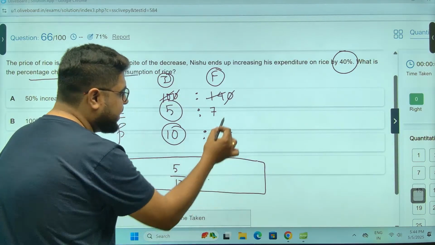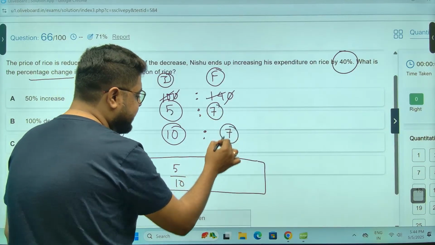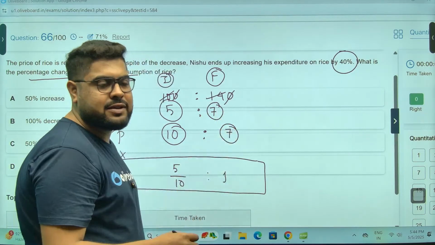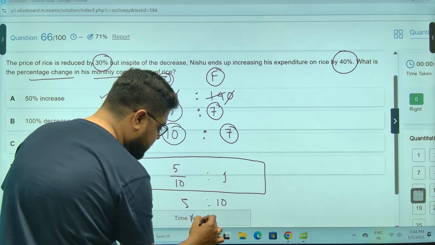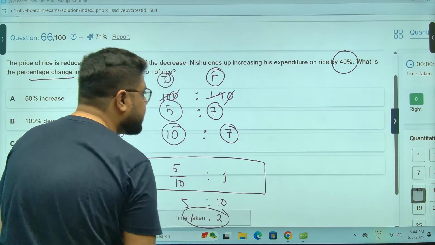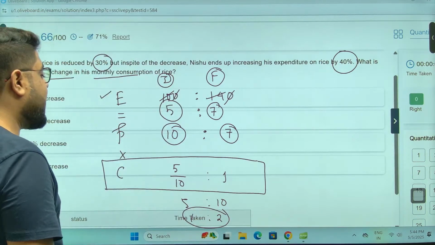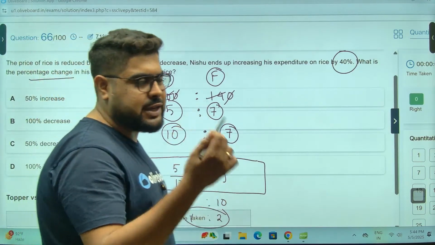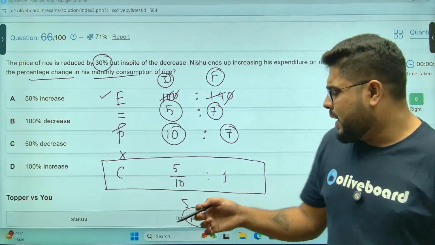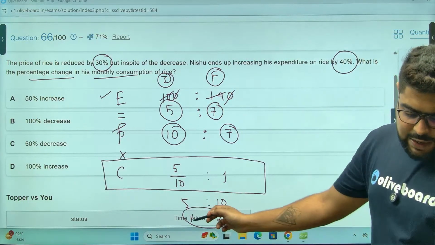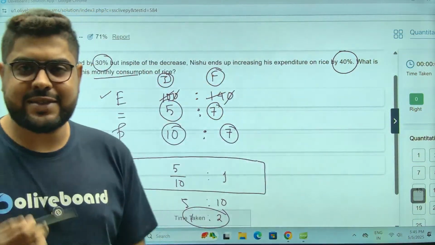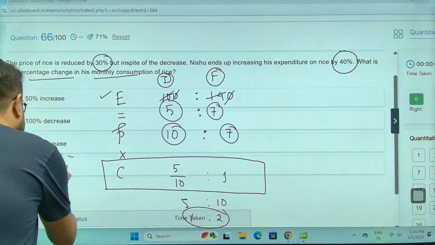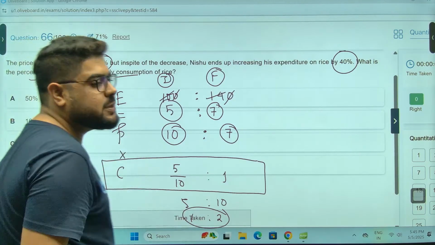Now, sir, what will happen now? It is 7 rupees, it is 7 rupees. So it will be 7 by 7. So the answer will be, sir, 5:10, meaning, sir, 1:2. 1:2 will be the answer. So if 1 rupee became 2 rupees, meaning, sir, 100% increment. It is double. Double means, sir, 100% increment. D. Percentage is what was asked.